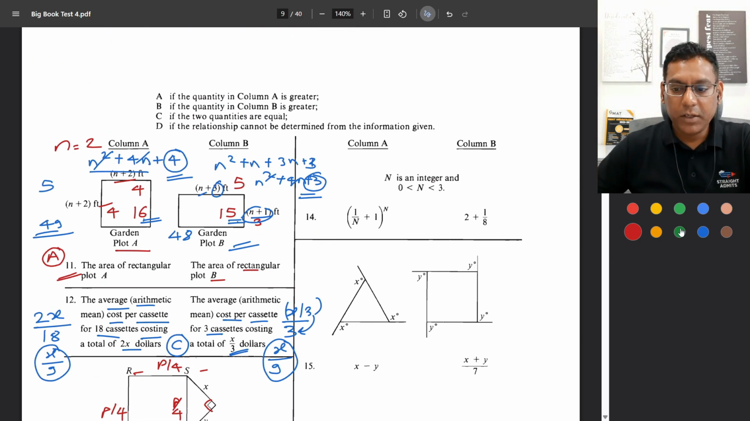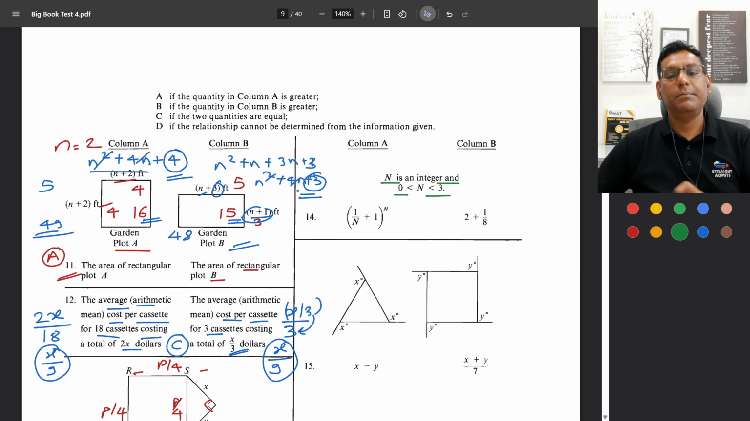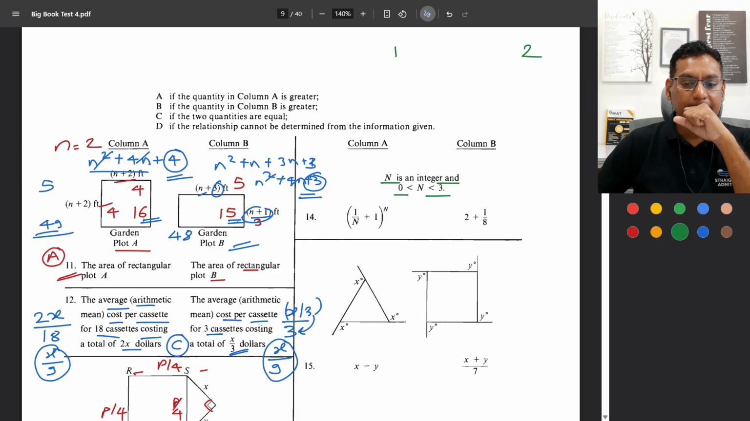Okay, question 14. Let me change the color. n is an integer and n is greater than 0 but less than 3. So there are only two such integers, right? Integer 1 and integer 2. So for both I'll find out this number.